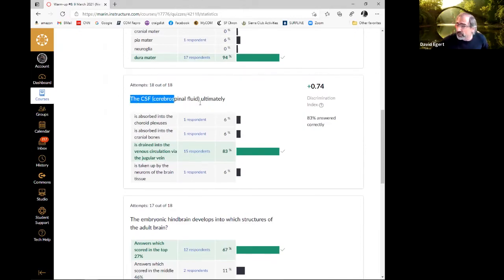Hopefully, make sure you are clear about the whole flow of CSF. It's being produced by the choroid plexuses, and then ultimately going, in the ventricles, out the lateral and median apertures into the subarachnoid space, from the subarachnoid space through the arachnoid villi into the dural sinuses, and finally from the dural sinuses draining into the venous circulation via the jugular vein.